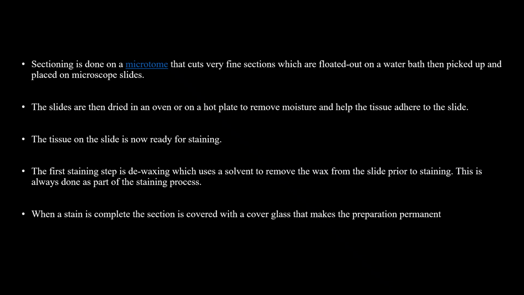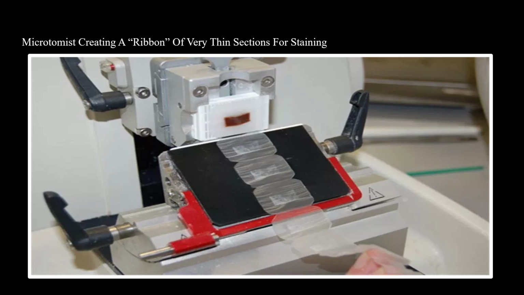The fine section floated on the water bath is then picked up and placed on the microscope slide. Remove moisture and help the slide dry, the tissue is now ready for staining. Solvent to remove the wax. Slide into the stain in the dish, always part of the staining process. The section is covered with a cover glass, making a preparation paramount. Microtomy is creating a ribbon of very thin sections for staining.